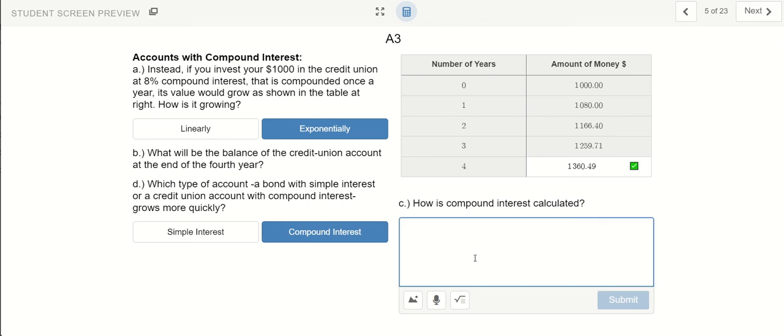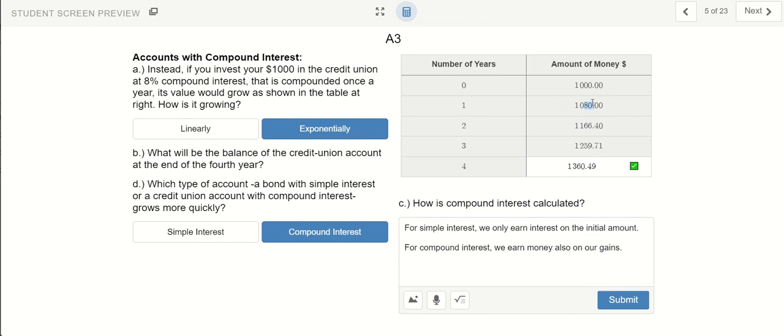How is this interest calculated? For simple interest, we only earn interest on the initial amount. But for compound interest, we earn money also on our gains. What that means is, once I earn this extra $80 here, this $80 is also earning me more interest the next time around.